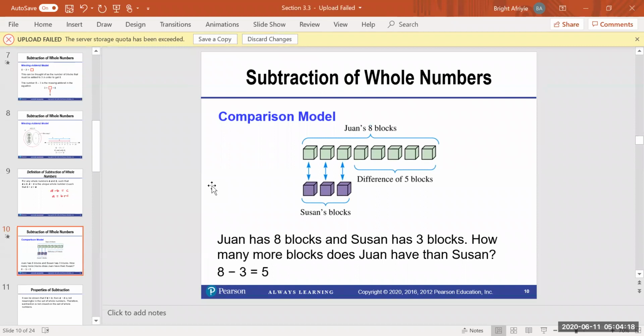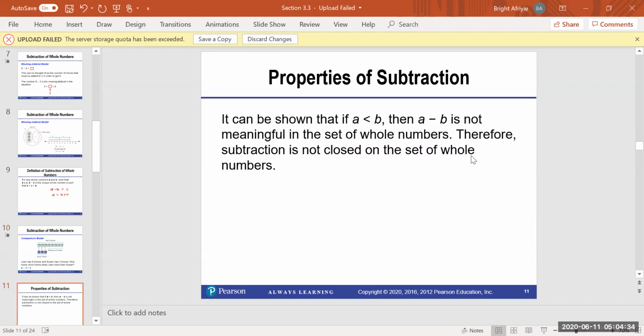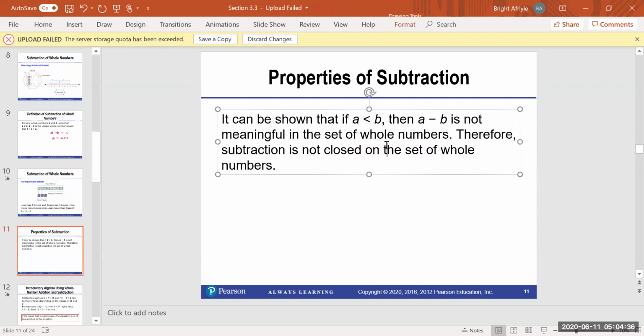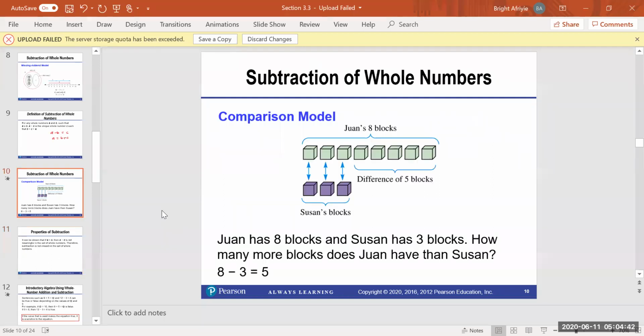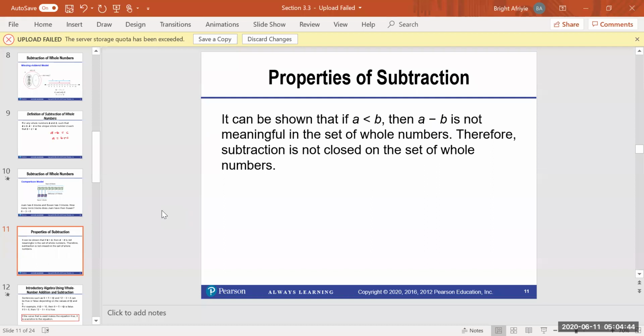Now we have what we call the comparison model of subtraction of whole numbers. Here you're trying to compare, and you find a difference. Difference means subtraction, and that's what we do here. We already looked at that.